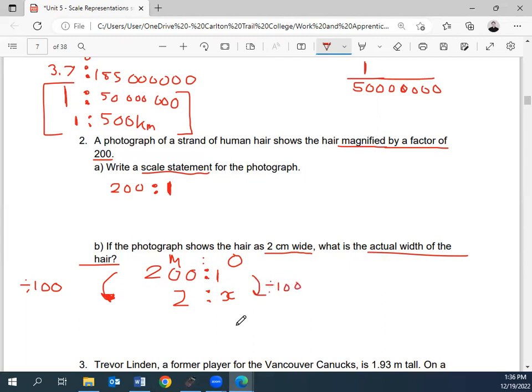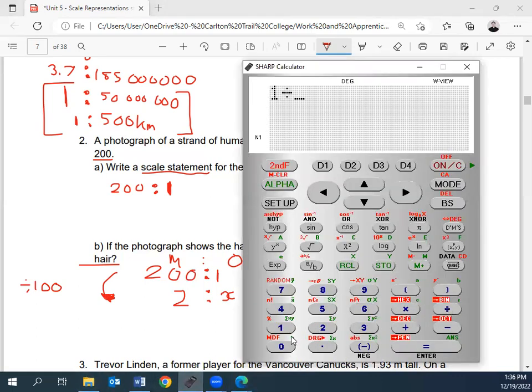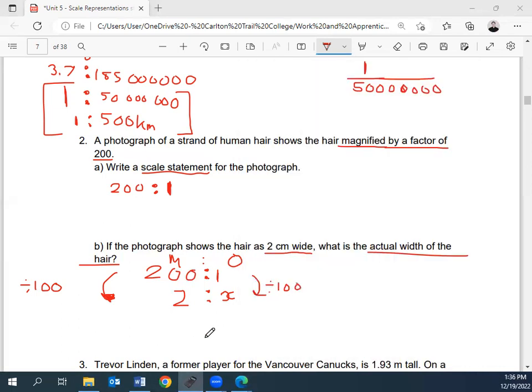To get our width. The width of the human hair is 1 divided by 100, right? So 1 divided by 100 gives me 0.01. So it's 0.01 what? What's our unit of measurement? Centimeters. So the actual hair is 0.01 centimeters wide. Tiny. So we set up our model to original ratio. We know it's a 200 to 1. I know in my model it's 2 centimeters big, so I can use that to figure out how big it actually is.